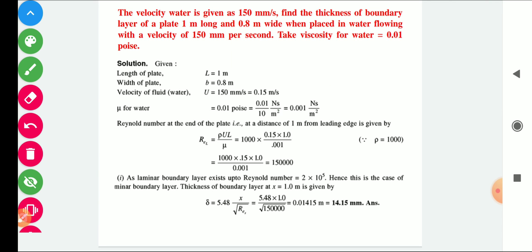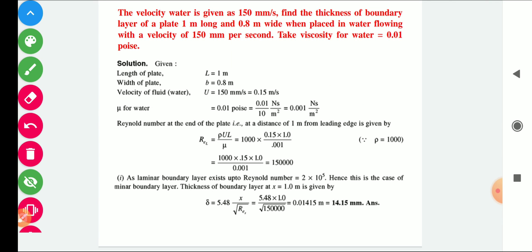So in this numerical, the length of the plate is given as 1 meter, the width is 0.8 meter, and the velocity is given as 150 mm per second. Convert it into meter per second, then it will be equal to 0.15 meter per second. The viscosity of water is 0.01 poise. Again convert it into SI unit, then it will be equal to 0.001 Newton second per meter square.